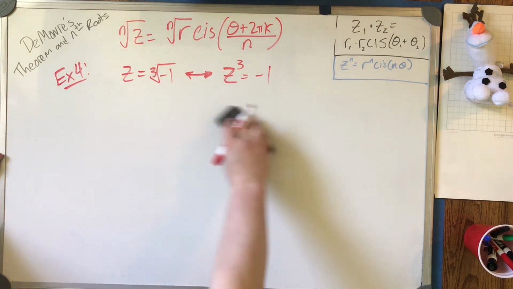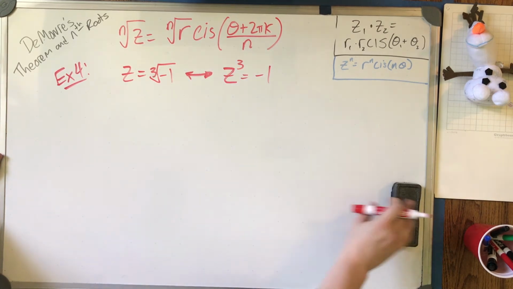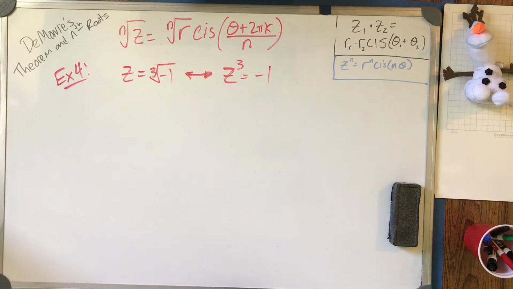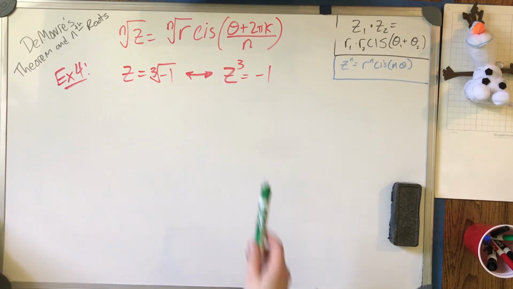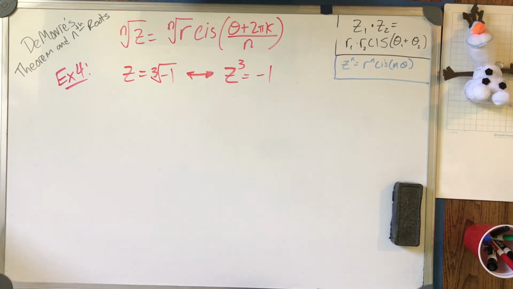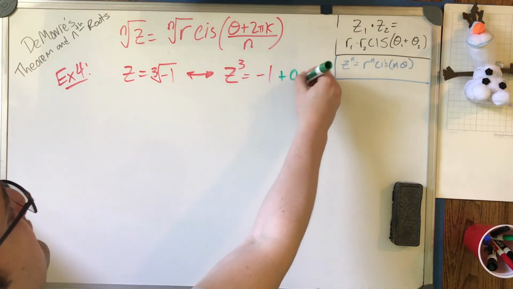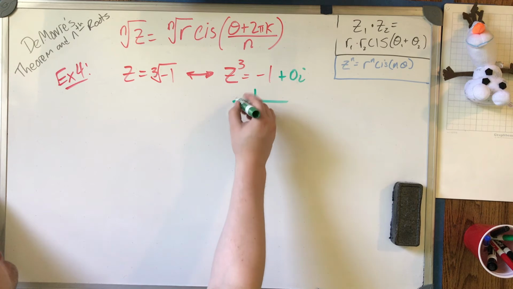This will get more useful when we make this an 8, and you wouldn't be able to do this algebraically. But let's start off trying to do this. The first thing we need to do is rewrite -1 as a complex number. So let's think about this. -1 is really -1 plus 0i, so that's going to be over here.